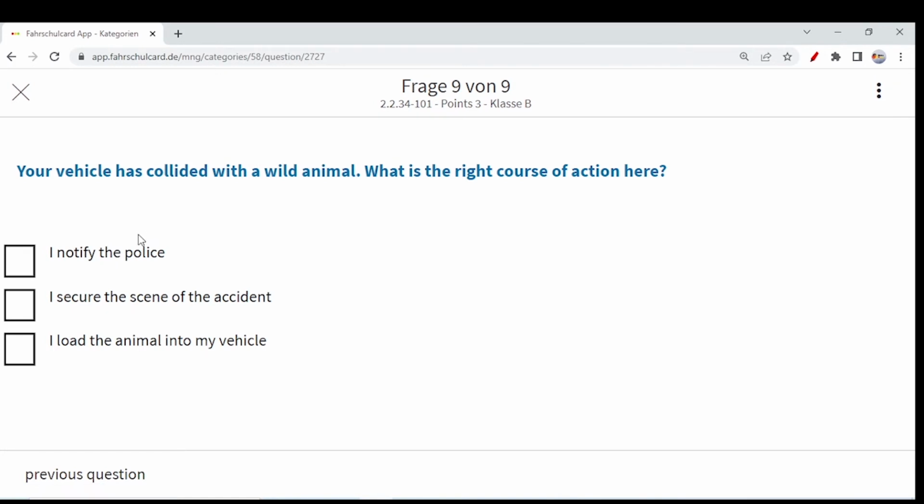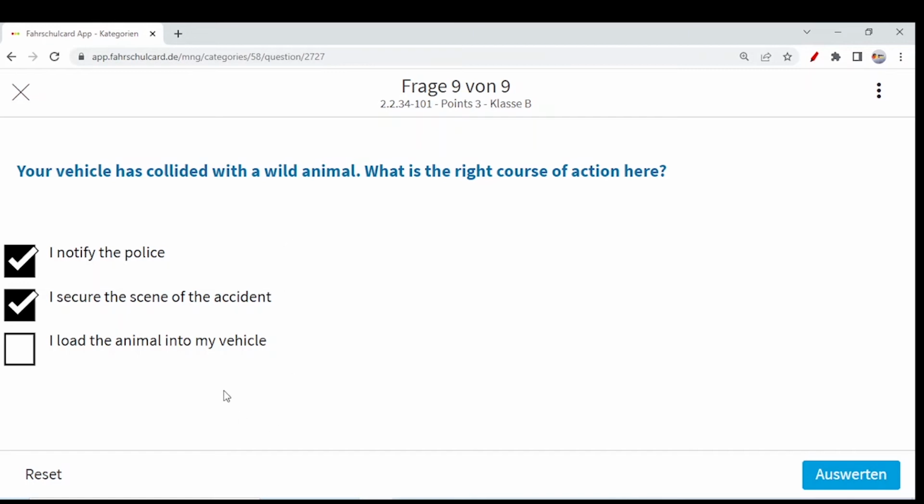Your vehicle has collided with a wild animal. With a wild animal, maybe a deer, maybe a dog, what is the right course of action? I notify the police. I secure the scene of the accident, for sure. How can you secure it? If needed, you have to switch on the hazard warning light, place the red triangle, wear the vest, and so on.